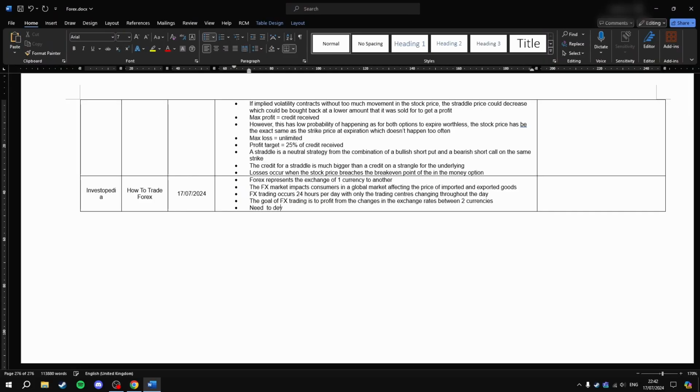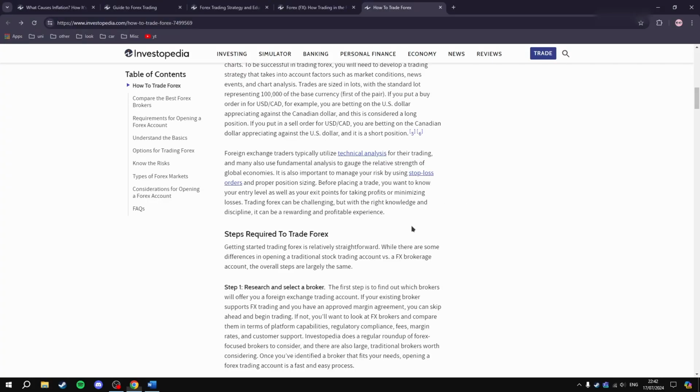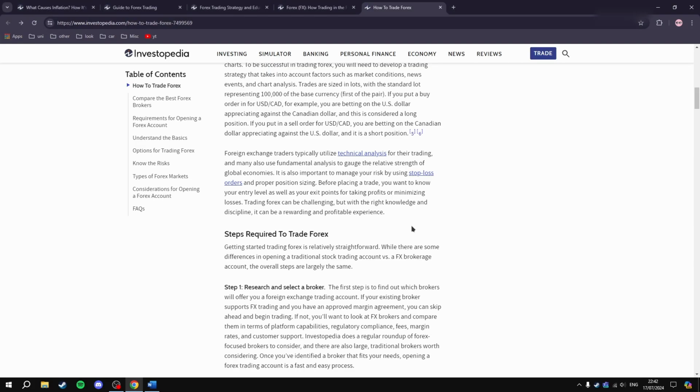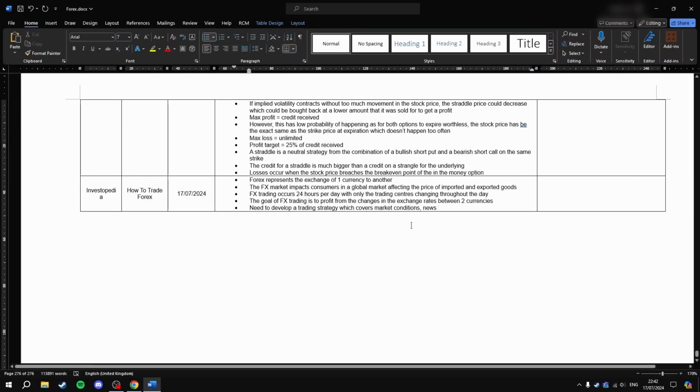You need to develop a trading strategy which covers market conditions, news events, and chart analysis.